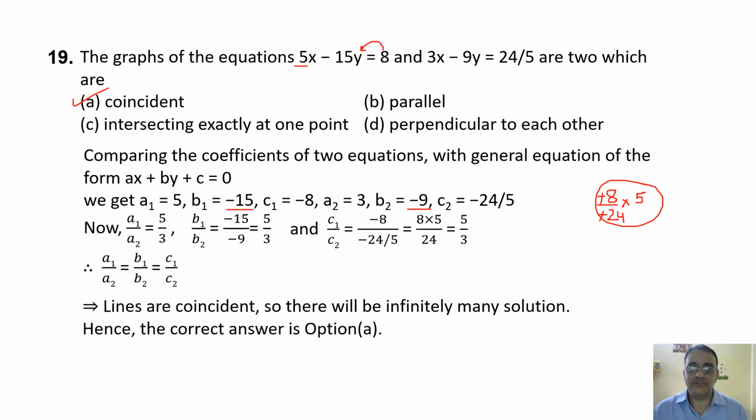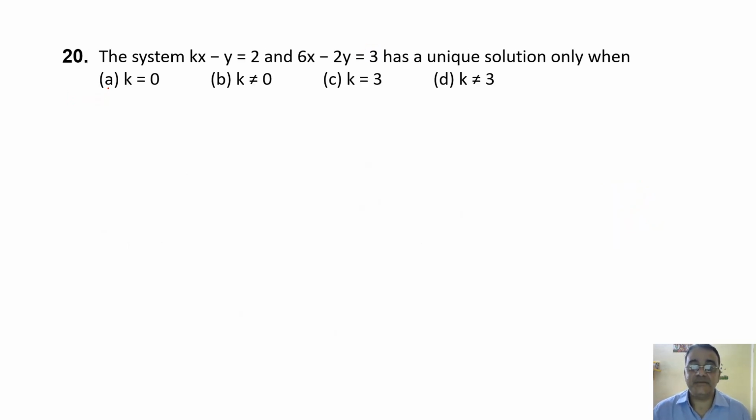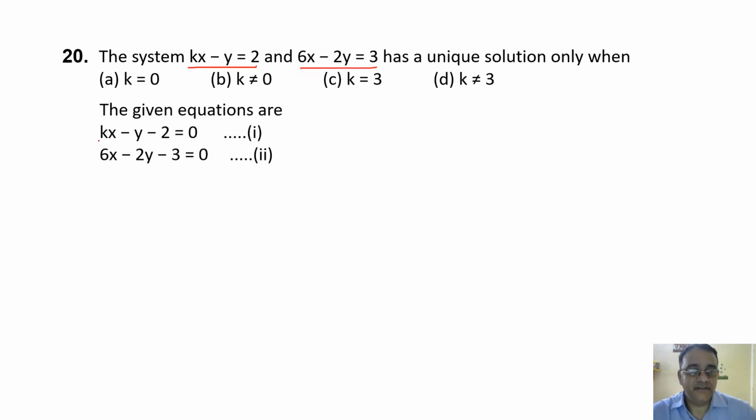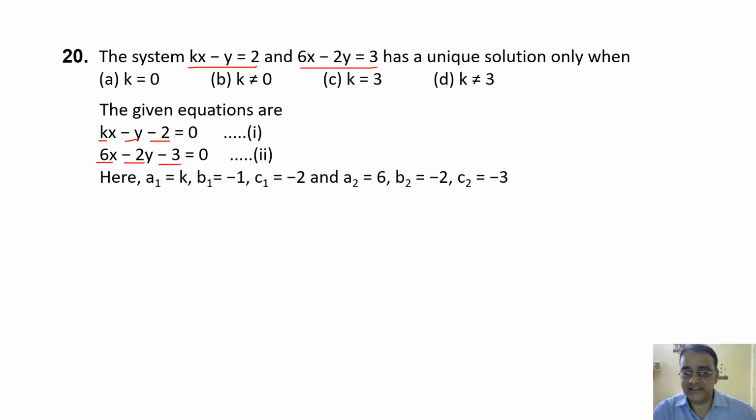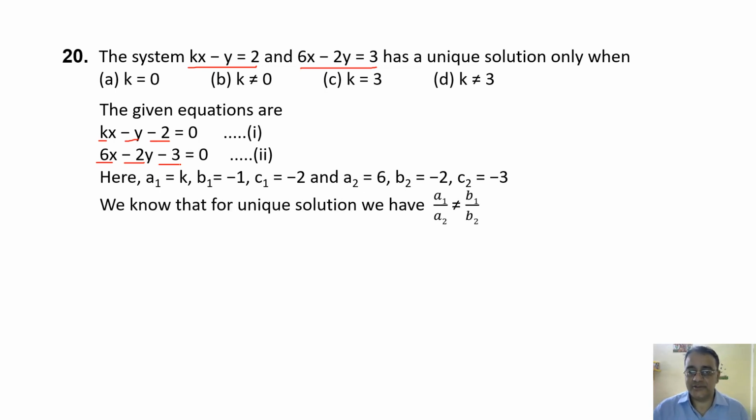Now we are moving to question number 20. The system kx minus y equals 2 and 6x minus 2y equals 3 has a unique solution only when. First we write this in standard form, shifting 2 and 3 to the other side. Now a1 is k, b1 is minus 1, c1 is minus 2, a2 is 6, b2 is minus 2 and c2 is minus 3. The condition for a unique solution is a1 upon a2 not equal to b1 upon b2.